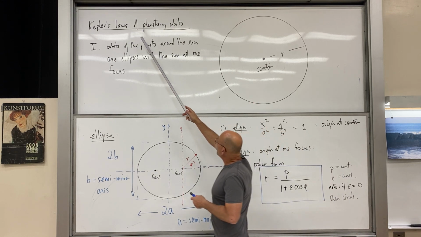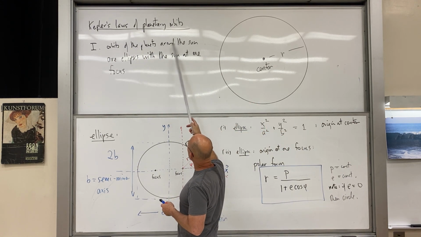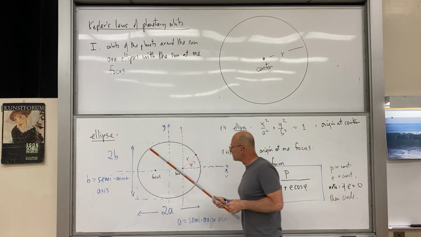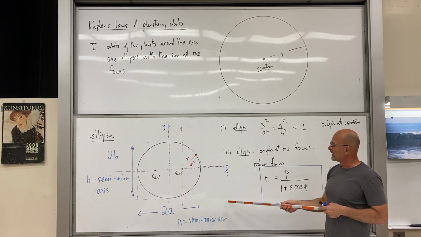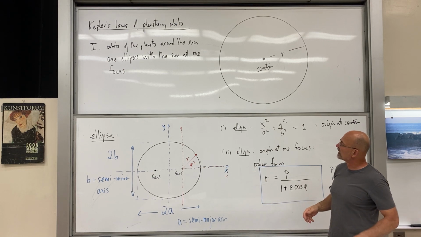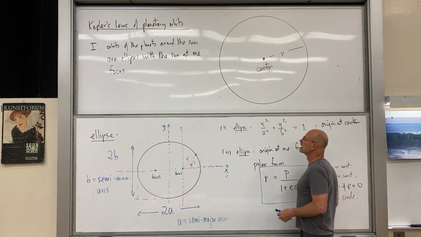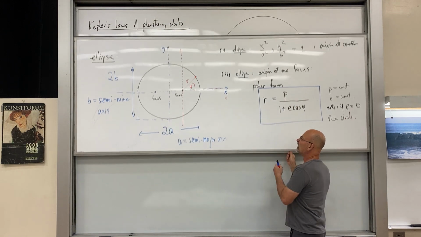Okay, back to Kepler's laws: orbits of the planets around the sun are ellipses with the sun at one focus, and we have all the necessary definitions here for what is to come. Good. So what's the second law?